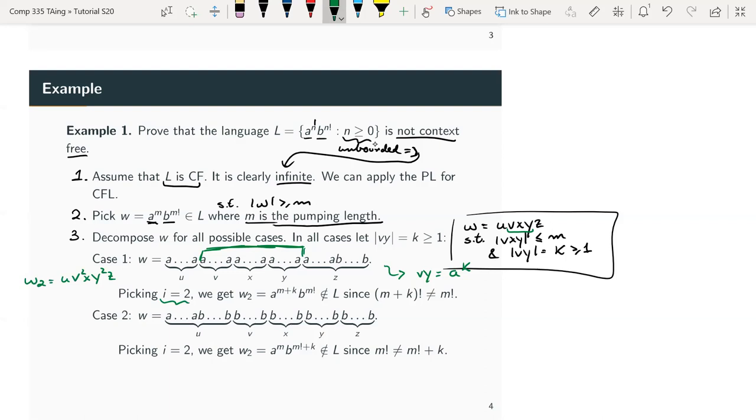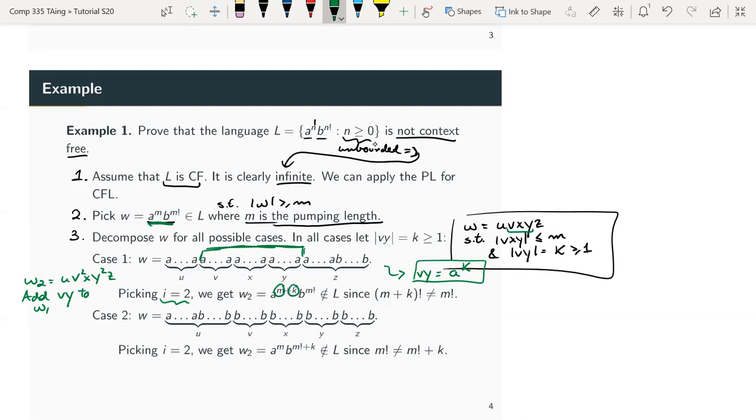So what you're doing when you pump up from i equals 1 to 2, you add VY to W1. In this case, VY is just K A's. So you're going to add K A's to the M A's that you already have, because that's your string W. W is A^M B^(M factorial). And to those M A's, you're going to add K A's.